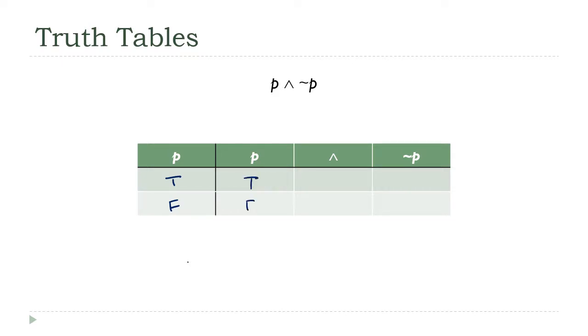This is going to be just P. This is going to be not P. That's going to reverse the values in the P column. And then I want to do an and. Well, true and false is false. And false and true is also false. So look at what happened here. This statement, regardless of what the values of the individual parts are, is always false. And a statement that is always false has a name. It's called a contradiction.